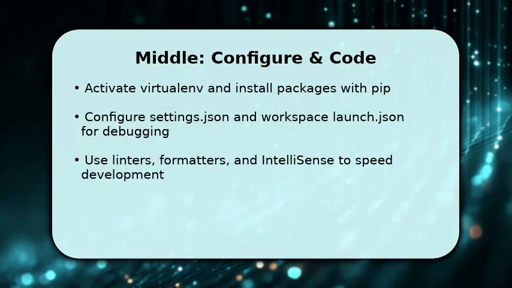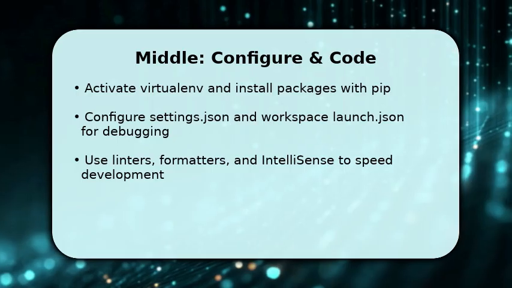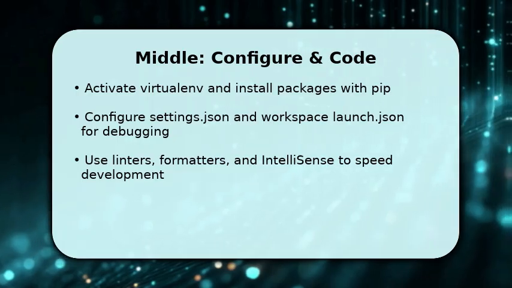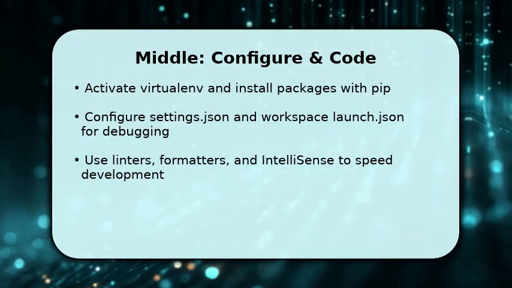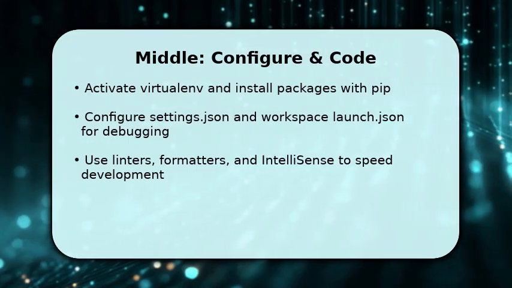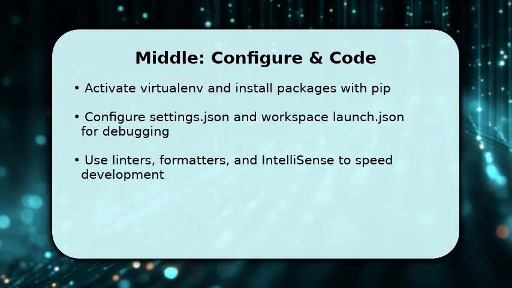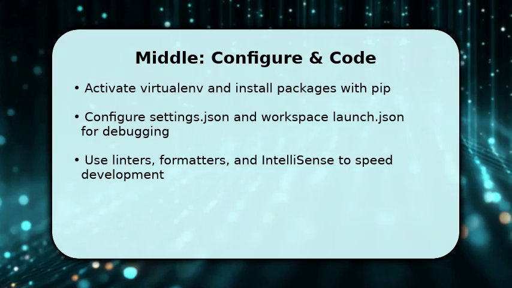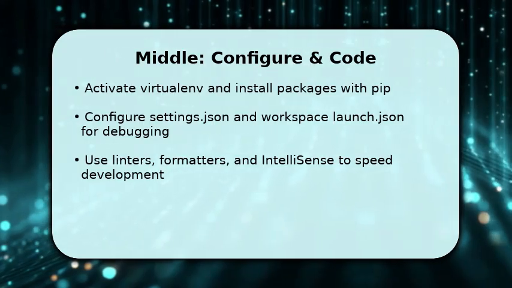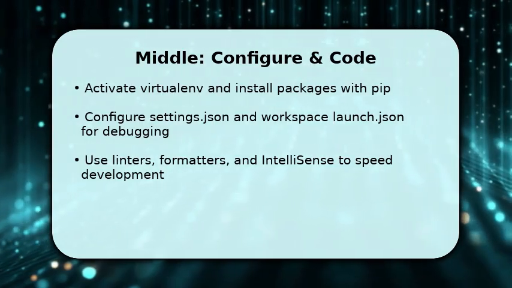packages. Configure workspace settings.json to set python.pythonPath or interpreter, and add a launch.json configuration for debugging breakpoints and arguments. Make sure Pylint or Flake8 and Black or autopep8 are enabled to keep code consistent. Once configured, rely on IntelliSense completions to reduce errors.